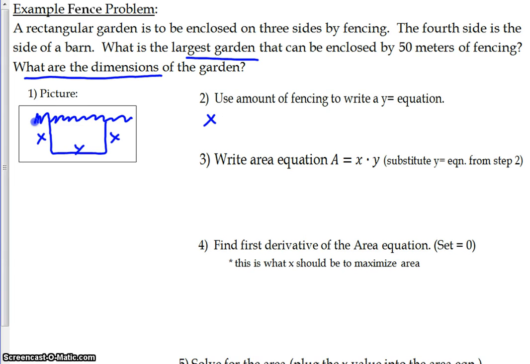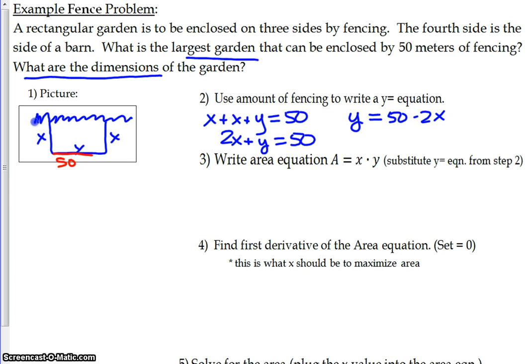What we know is that x plus x plus y has to add up to 50 meters. That's how much fencing we have. In other words, 2 x's plus a y have to equal 50 meters. Now I want to have a y equals equation, so y equals 50 minus 2x. So instead of the y that's here, this side right here could be 50 minus 2x, the distance of that side.